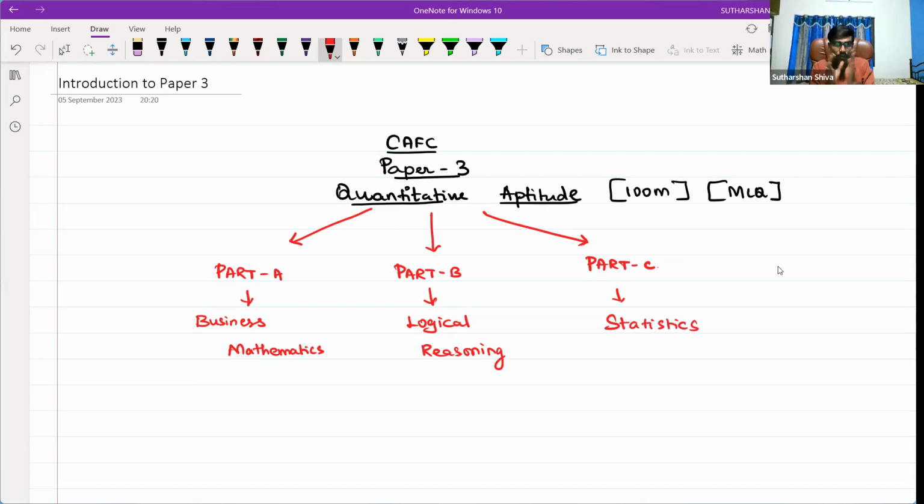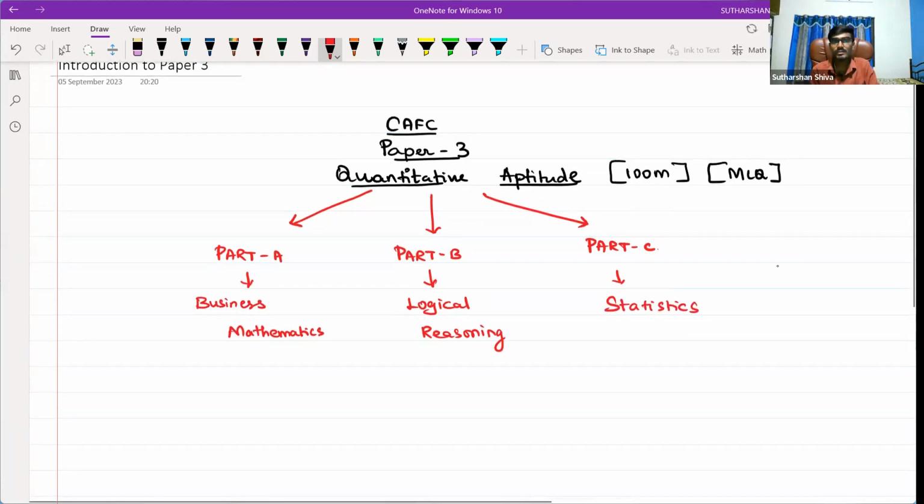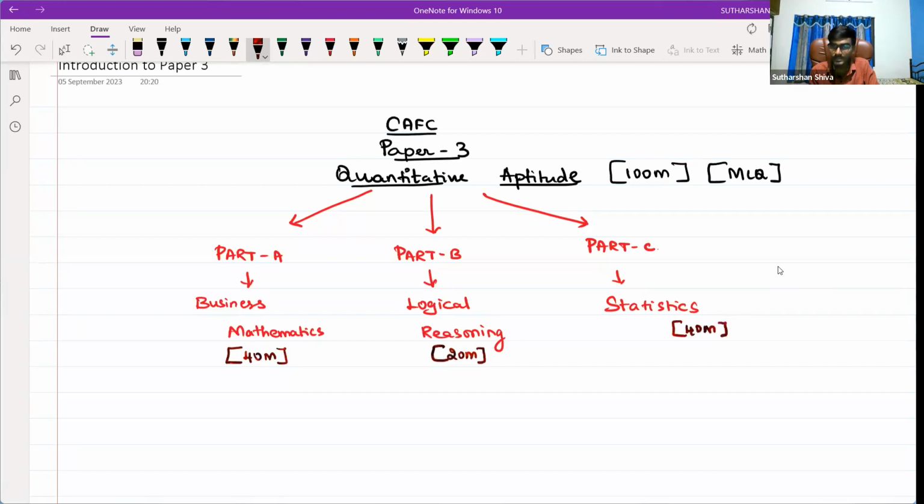This is what we are going to learn. You said it is for 100 marks, sir, how will the bifurcation be? Just wait, I will tell you. Part A is 40 marks, Part B is 20 marks, and Part C is 40 marks. It means the institute will ask 40 questions from business mathematics, 20 questions from logical reasoning, and 40 questions from statistics. So part A, part B, and part C, this is what we are doing.